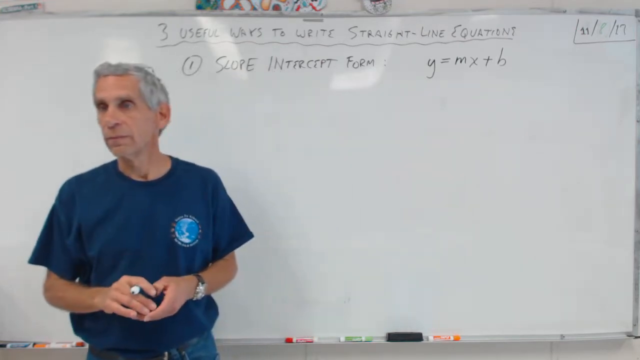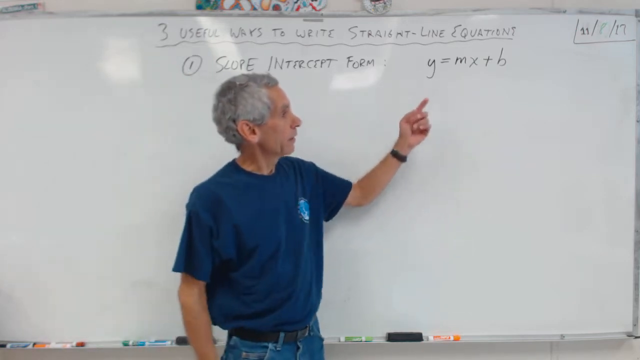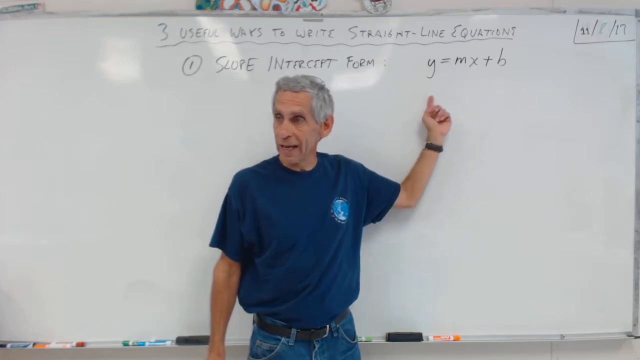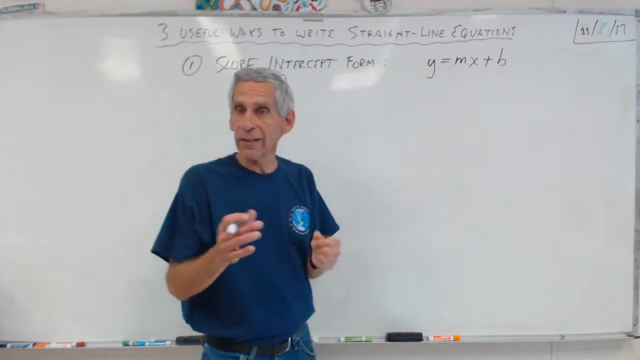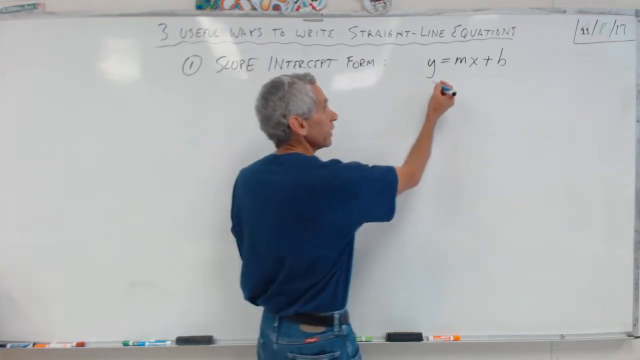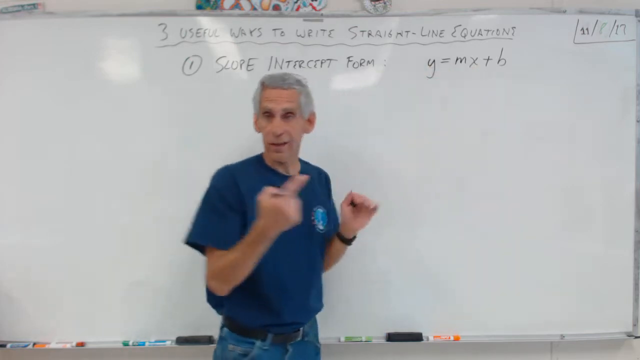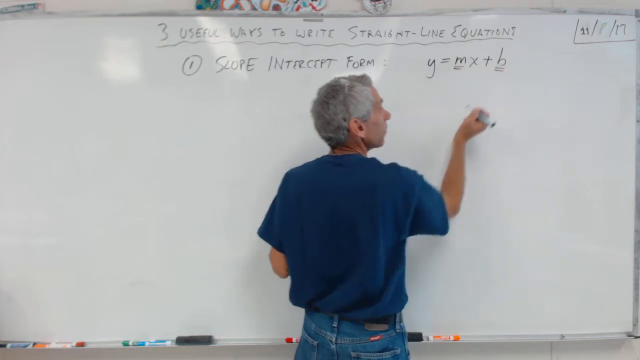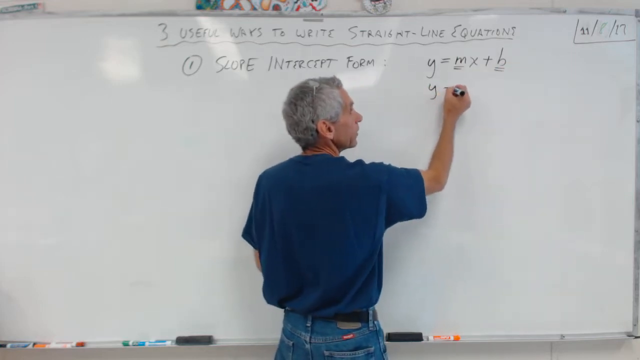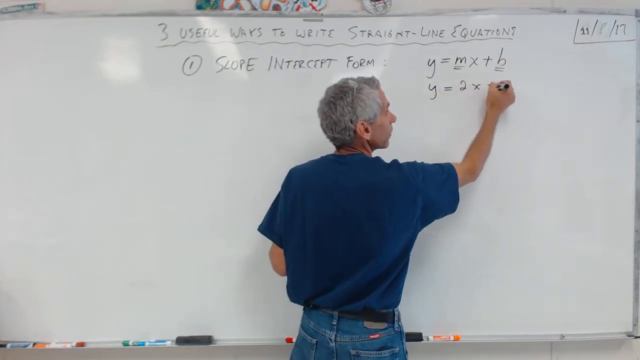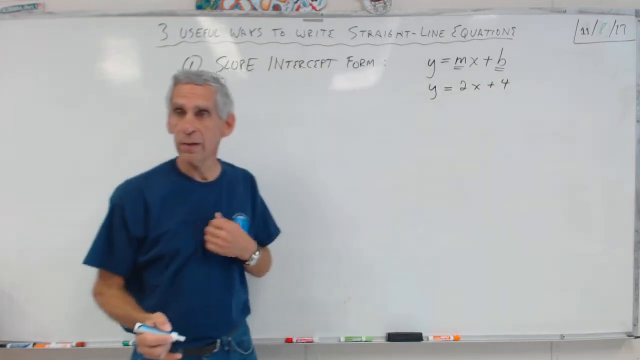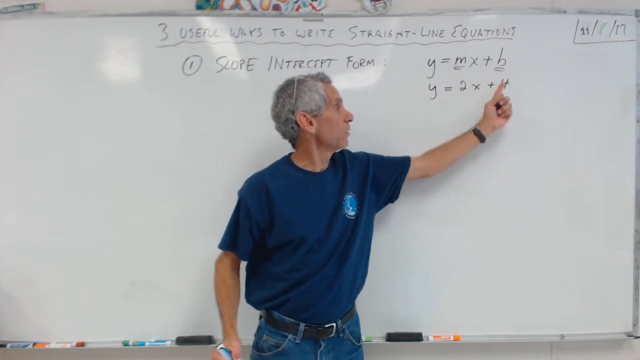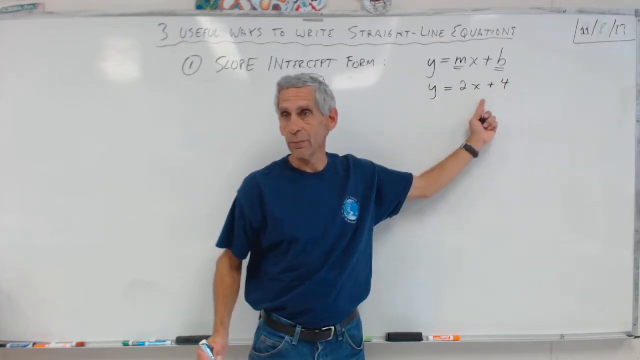What are the variables? Everything in here, all these variables stand for something. And when you actually have a real equation, it would look like this. The y and the x would stay as variables, but the m and the b would become numbers. So it would be like y equals 2x plus 4. You still have your y and your x, but your m is your 2 and your b is your 4. That's an example.